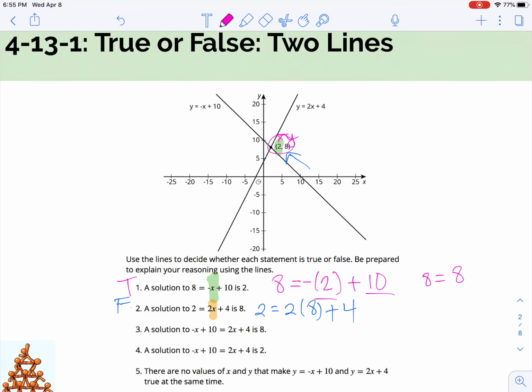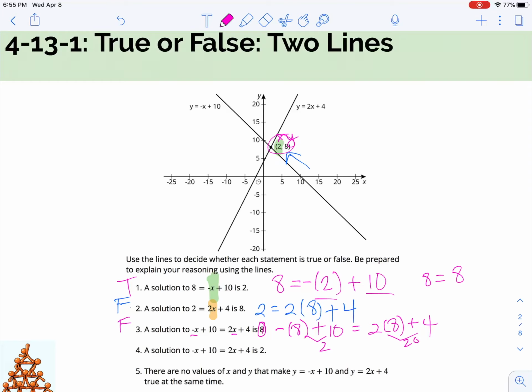Okay, number 3. A solution to negative x plus 10 equals 2x plus 4 is 8. So what they're saying here is that this 8 would be plugged into this x, and somehow they would equal each other. If you're the kind of person who likes to plug numbers in, you could go for it. You could say, okay, negative 8 plus 10 equals 2 times 8 plus 4. But already I look at that and I say, oh, well, that's 2, and that's a big number. It's 20, if you want to know. But 2 does not equal 20. So that's one way that I could say that this is false.